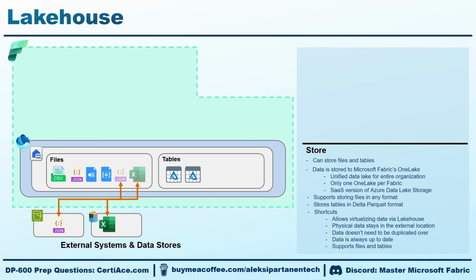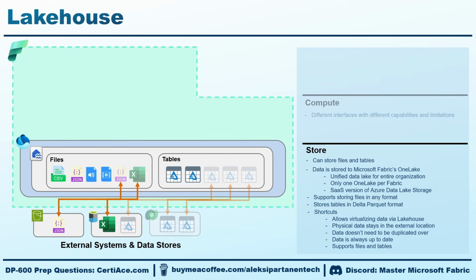There are many benefits of using shortcuts, and we will talk more about shortcuts in the next slide, but to name a few benefits, data doesn't need to be duplicated and it stays always up to date. Also, the cool thing is that this technology is not only for files, and you can shortcut tables as well. For example, if you have an existing Azure Databricks environment where you're using Delta tables, you can easily shortcut those Delta tables to Fabric Lakehouse and use them like those tables were sitting in Fabric OneLake.